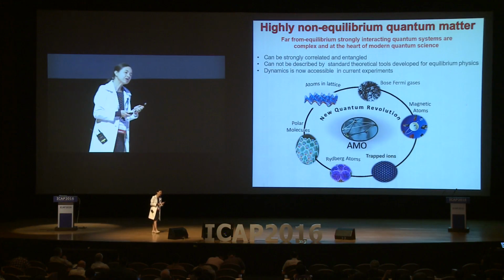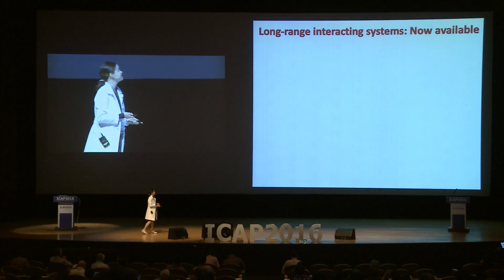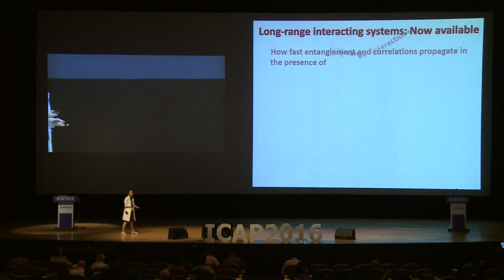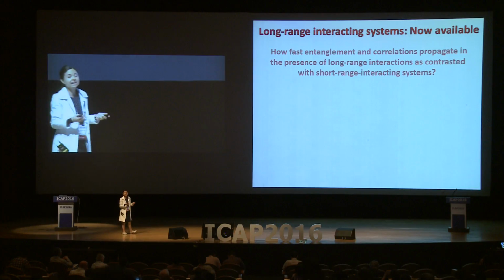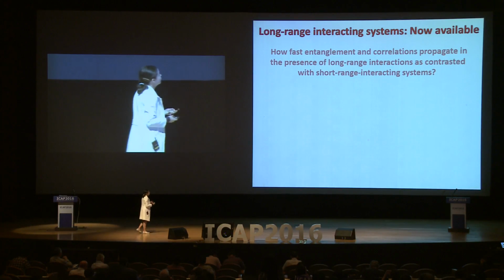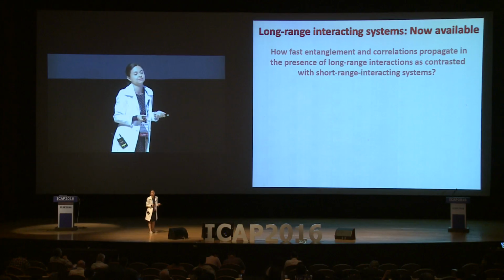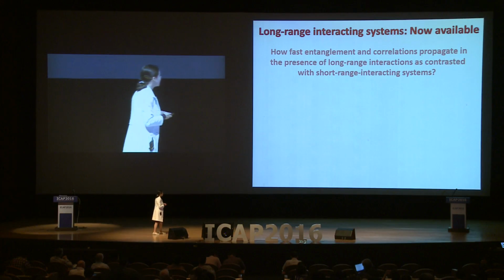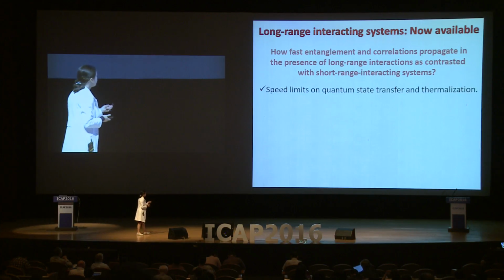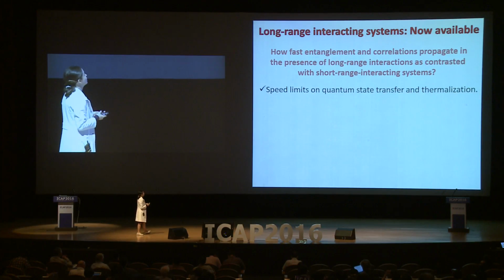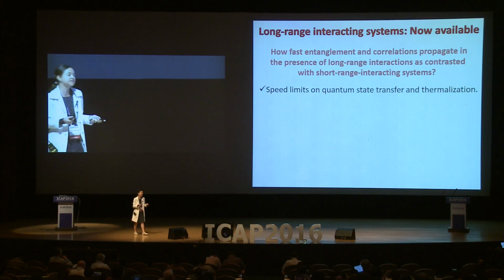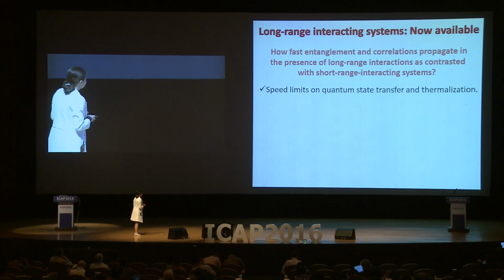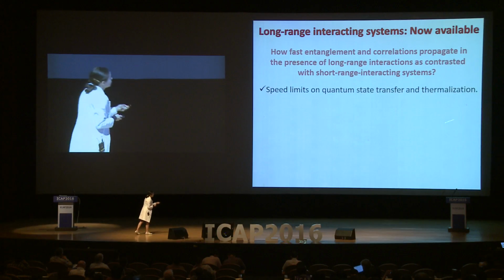So one of the questions that these long-range interacting systems open up, and that we are interested in addressing, is how fast entanglement and correlations propagate in those systems compared with what happens in short-range interacting systems. I like this type of question because it is important for setting up the speed limits on when we can create quantum state transfer and thermalization, which recently are very important questions that have been asked by the community.